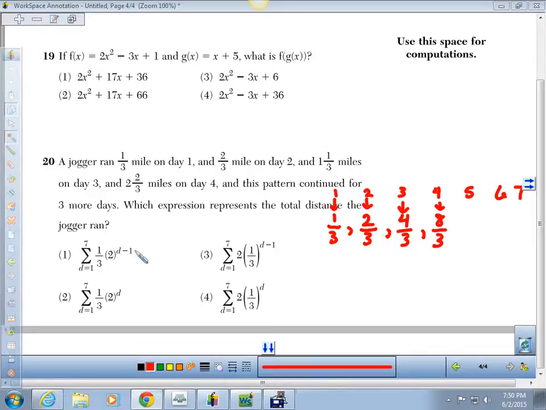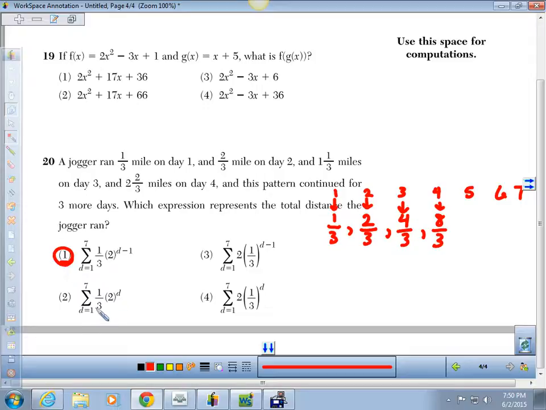3. What's 3 minus 1? 2. 2 squared is 4. 4 times 1/3? 4/3. 4. What's 4 minus 1? 3. And 2 to the third power is 8. 8 times 1/3 is? It's looking like we've got choice number 1 here. Okay, none of the others are going to work like this.